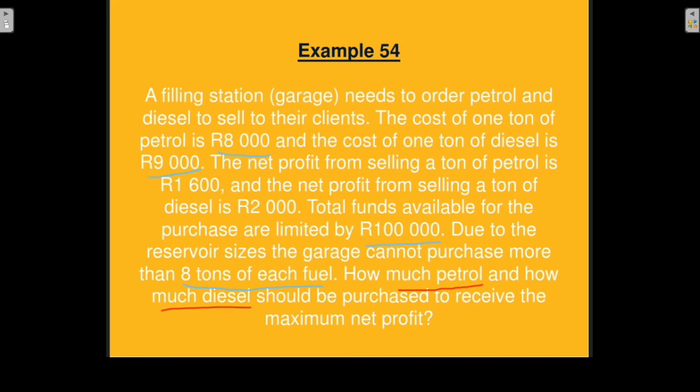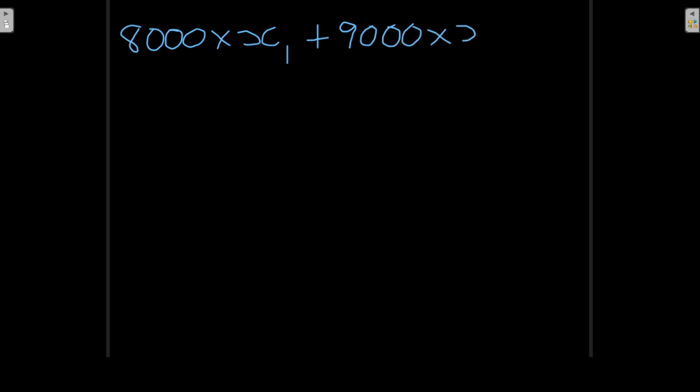So we can rewrite these constraints mathematically. First of all, for the first constraint, the cost for 1 ton of petrol is 8,000 rands, and we multiply it by x1, the number of tons of petrol, and then the cost for 1 ton of diesel is 9,000 rands, and we multiply it by x2, the number of tons of diesel bought, and the total purchase must be less than or equal to 100,000 rands. That's the maximum funds we have available. So this will be constraint 1.